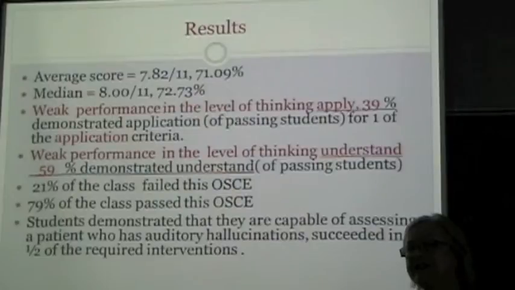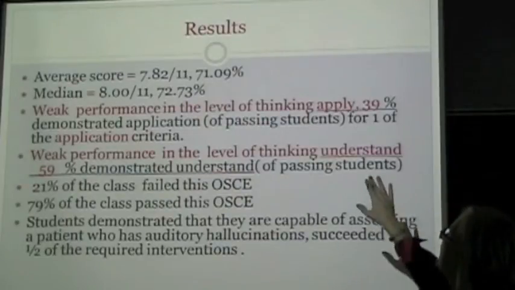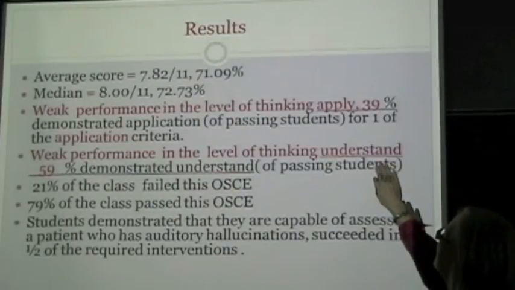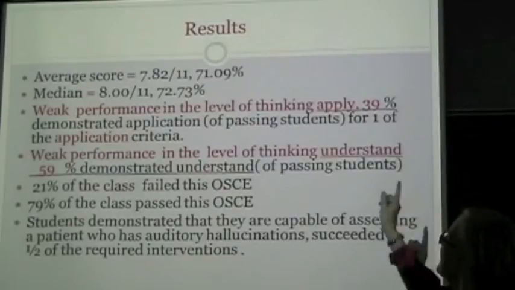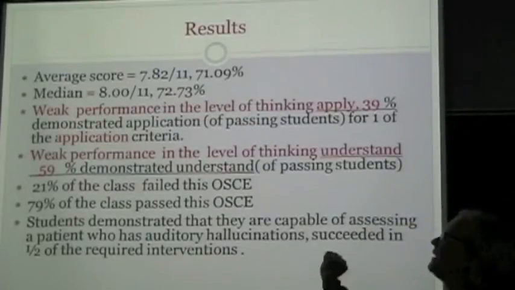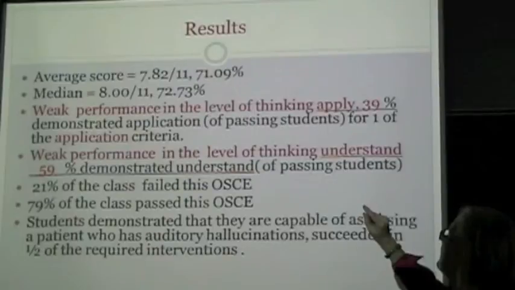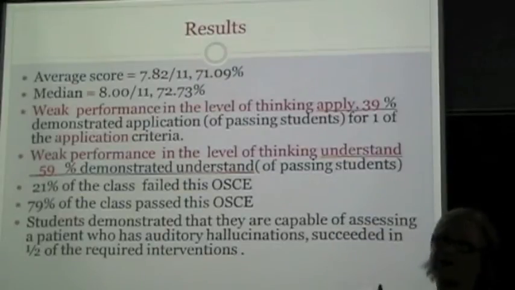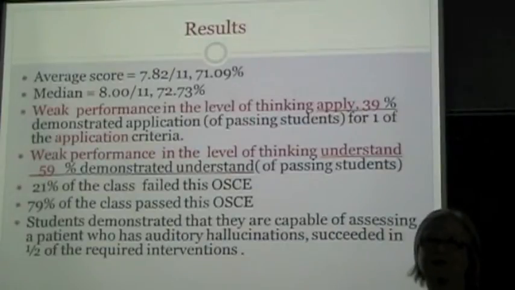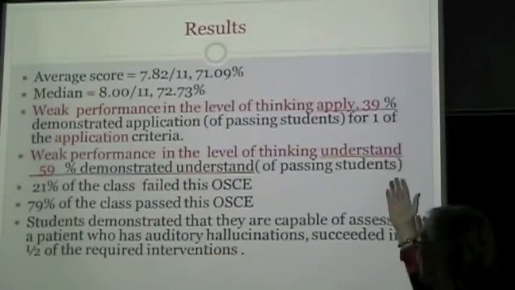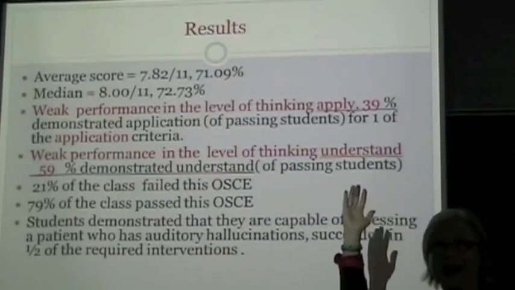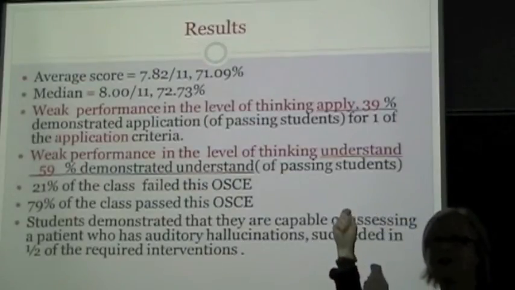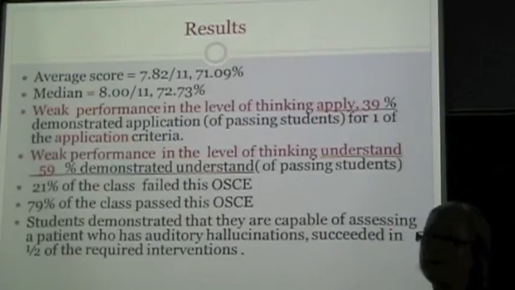If we break down the criteria, there is a weak performance in the level of thinking applied. 39% of the students who passed demonstrated application, which was for one of the application criteria. The other application criteria they did very well on. Almost 100% of the students did the second application criteria. But for one of the application criteria, only 39% of the students who passed demonstrated that type of level of thinking.